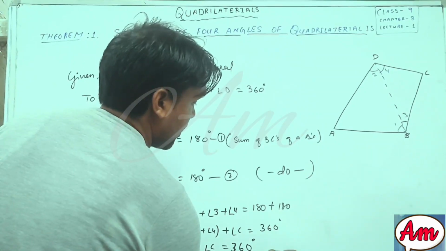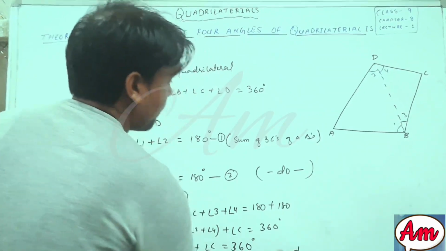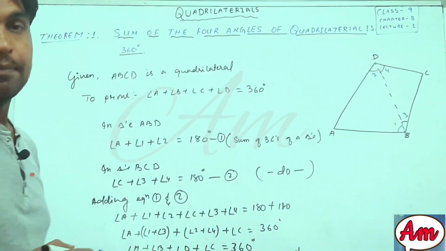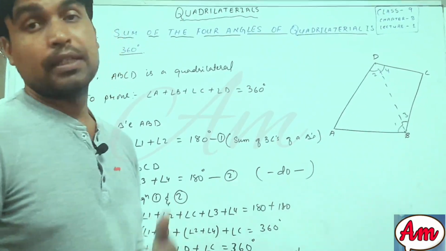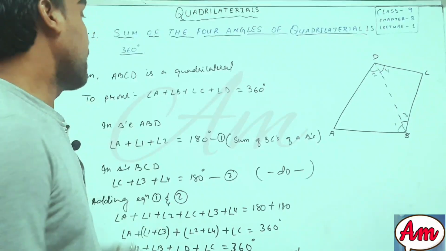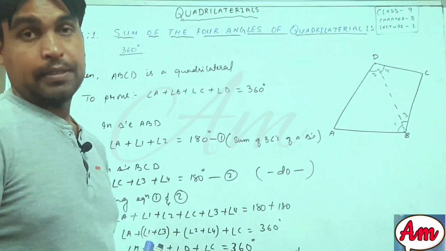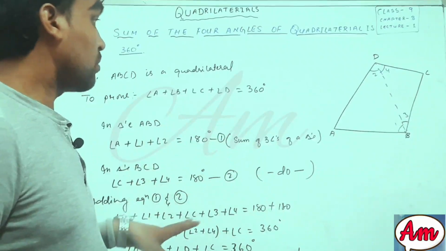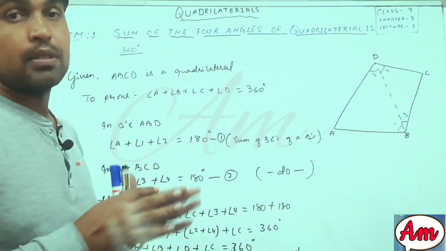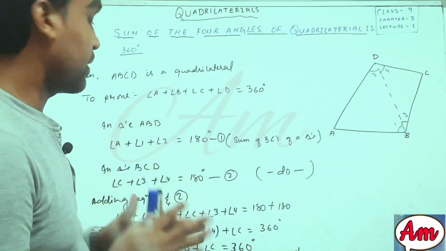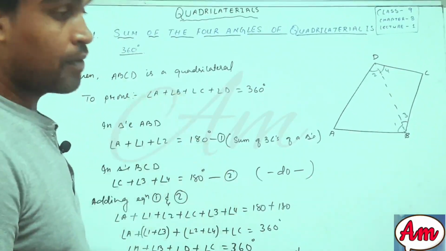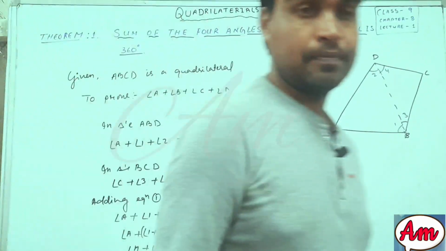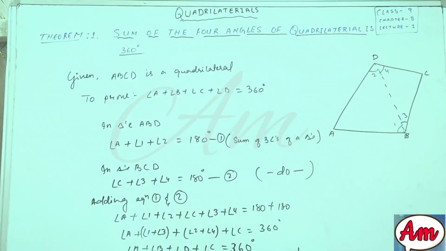So always remember, dear students, the proof may not be that important for your exam, but this theorem we will be needing in your exercise. That is why I have done it. Dear students, always remember the sum of the four angles of a quadrilateral is always equal to 360 degrees. So please pause the video and take down the notes.